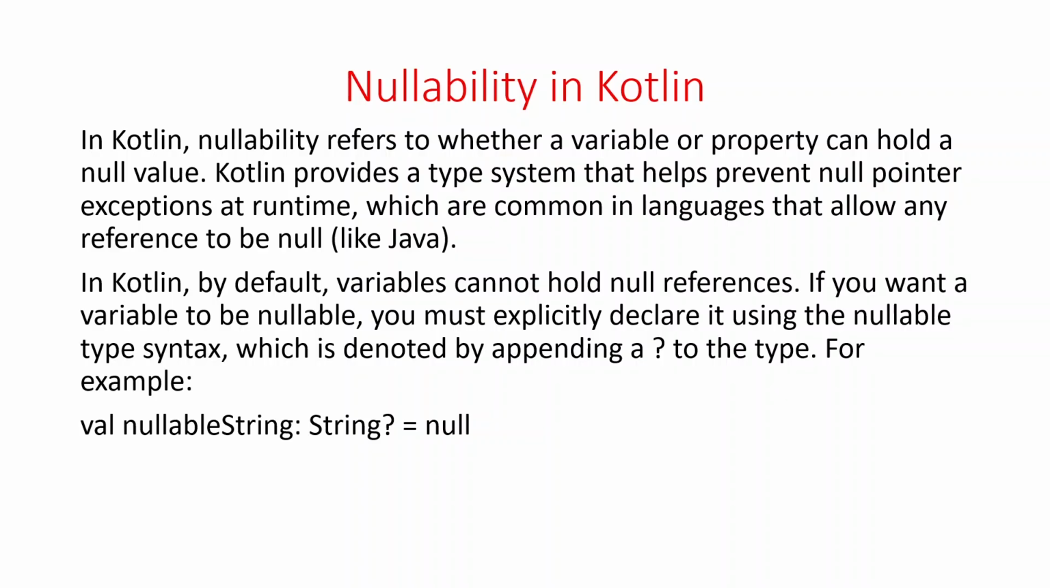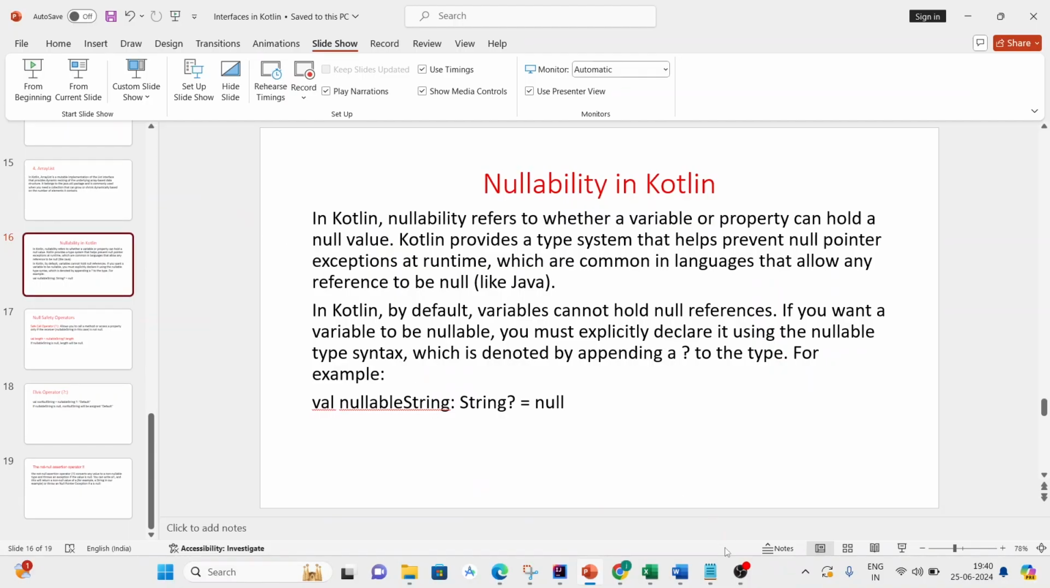In Kotlin, by default, variables cannot hold null values. If you want a variable to be nullable, you must explicitly declare it using the nullable type syntax, which is denoted by adding a question mark to the type. For example, here I have initialized one string to null. Let's understand it by giving one example.